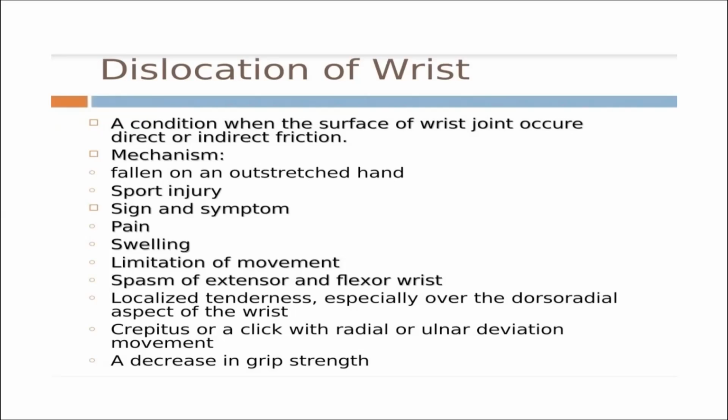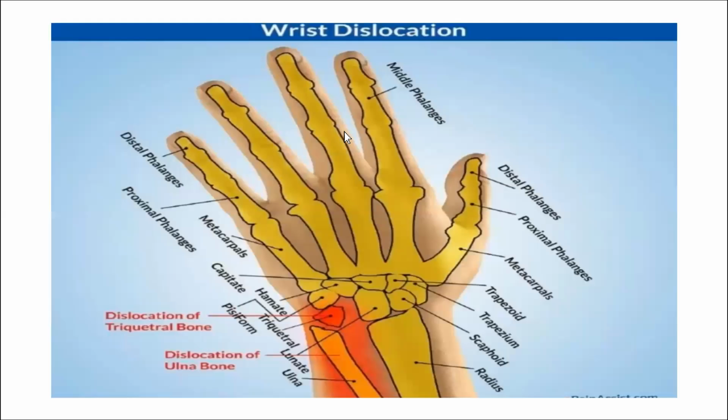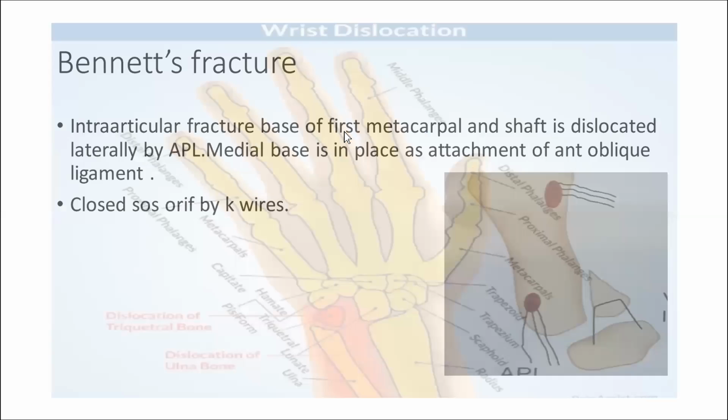So it has to be reduced, either closed or open, and maybe some fixator or plaster has to be applied. This is an image showing a common dislocation associated with dislocation of the triquetral bone and the ulnar bone. So closed or open reduction and a spanning fixator or plaster is to be applied to prevent redislocation.